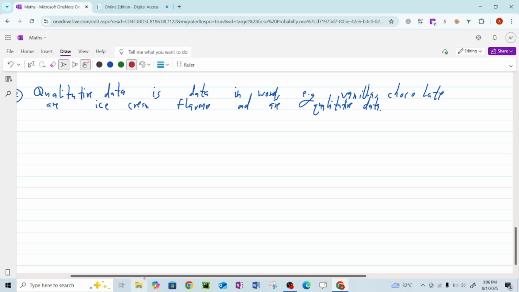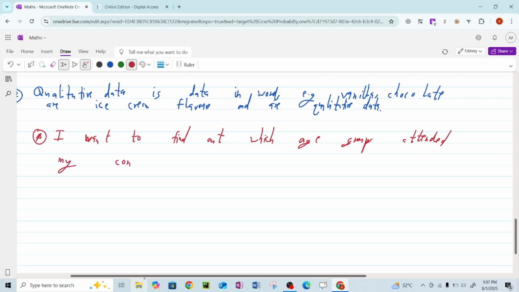Okay, now there's also one thing we have to discuss, that data can also be classified. For example, let's say I want to find out which age groups attended my conference. Now what I'm going to do is make a chart like this.